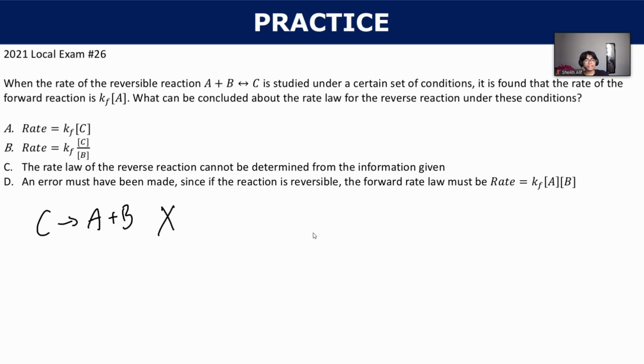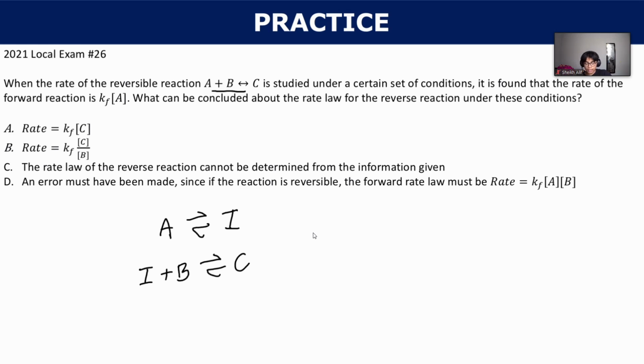But you cannot do that since this reaction is not an elementary reaction, so you need to find a reaction mechanism that would produce this overall reaction. A mechanism that would work is if we took A and put that in equilibrium with I, some intermediate, and then took I and added it to B to produce C. Since the rate of the forward reaction is given, the top reaction would be the slow reaction, and the bottom one would be the fast reaction.